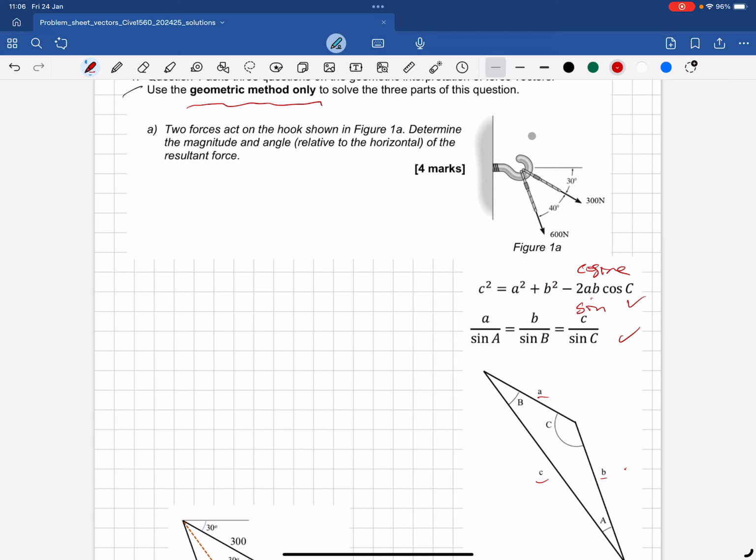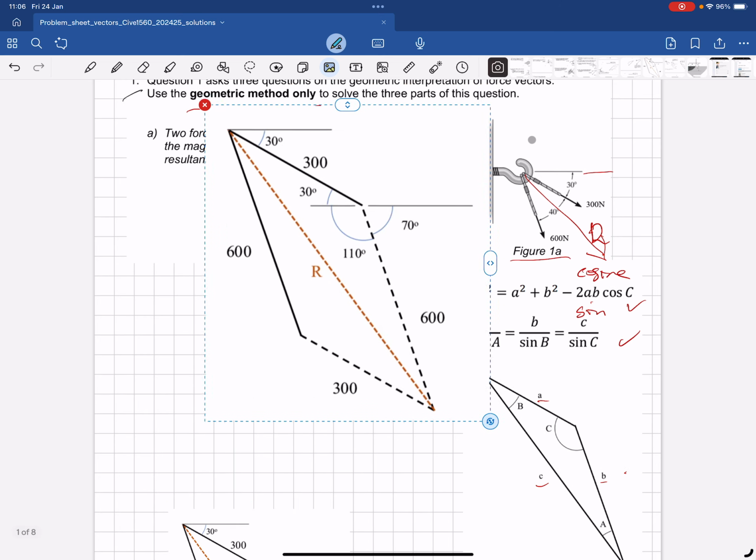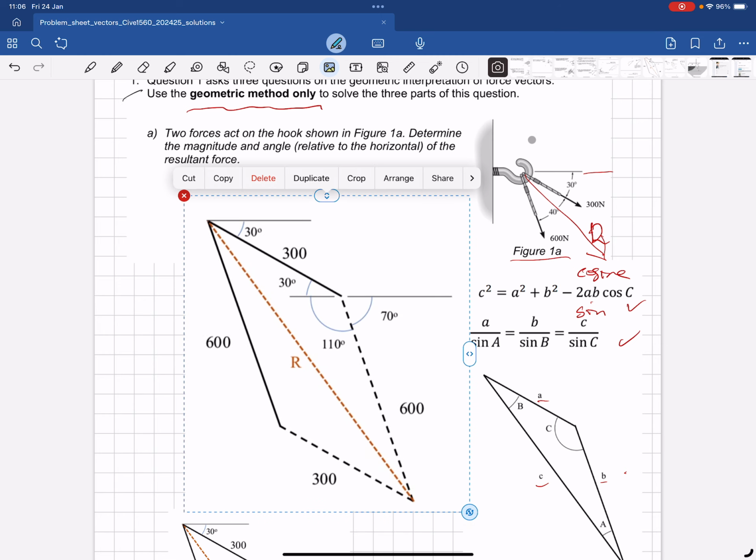We've got 2 forces act on a hook, as shown in this diagram, figure 1. Determine the magnitude and angle relative to this horizontal line of the resultant force. The resultant force is going to be, I'm guessing, somewhere down here. We'll call it R. That's what we're trying to do. First thing to do is to draw your diagram of forces.